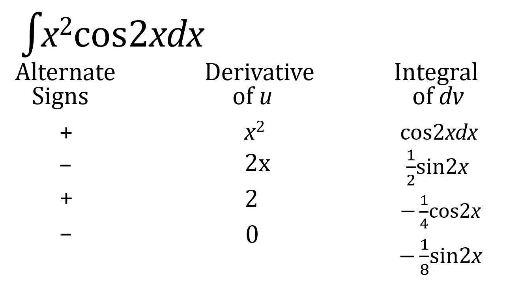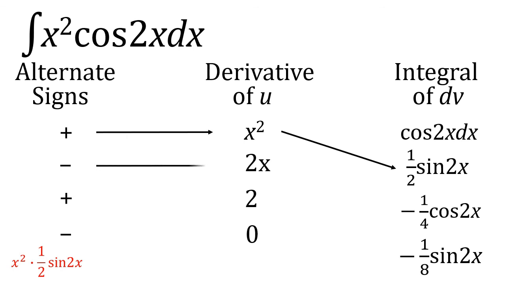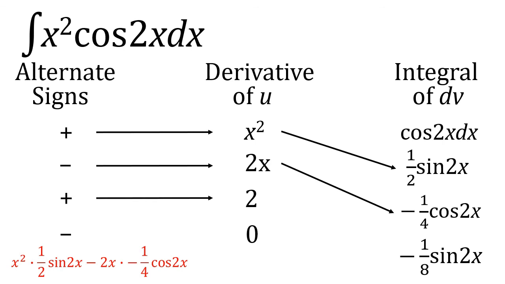Our first term will be the product of positive x squared times 1 half sine 2x. Our second term will be negative 2x times negative 1 fourth cosine 2x. And then our third term will be positive 2 times negative 1 over 8 sine 2x, plus c. We're not going to have a fourth term because, as you can see here, it will be multiplied by 0. That's why we're going to stop there.